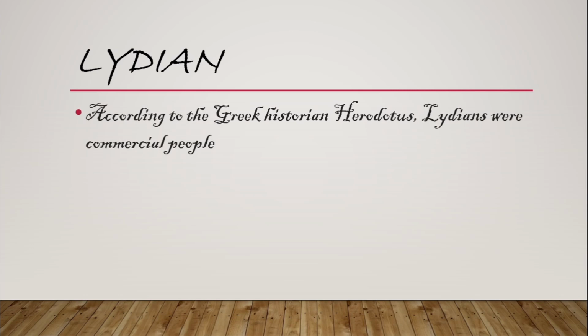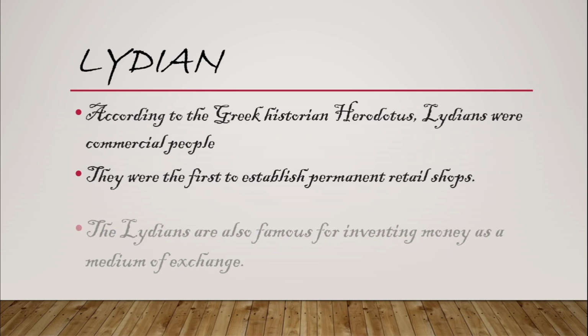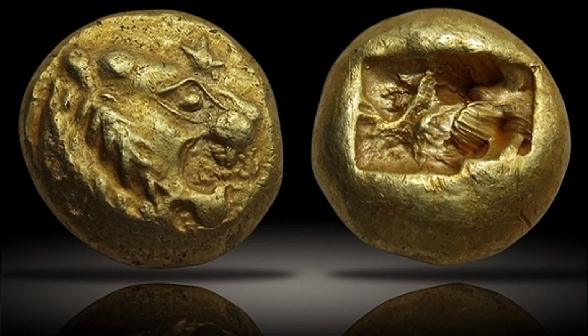So, these were commercial people, and, well, what can I say? They were the first to establish permanent retail shops. Quite progressive. And they were also famous for inventing money as a medium of exchange. So we still have some of them in the museum. Quite interesting, by the way. They were made of electrum, which is an alloy of gold and silver. Well, think about that.